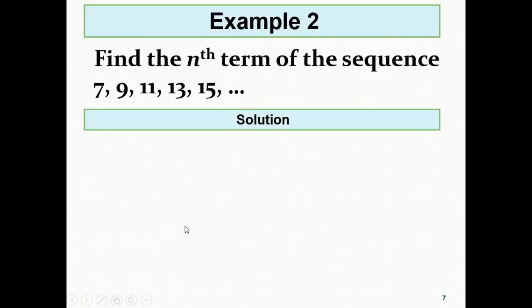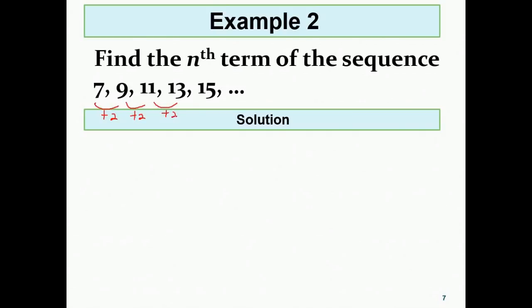Okay, now let's check the answer. Find the nth term of the sequence 7, 9, 11, 13, 15. So every number here is increased by 2. So this is an arithmetic sequence.